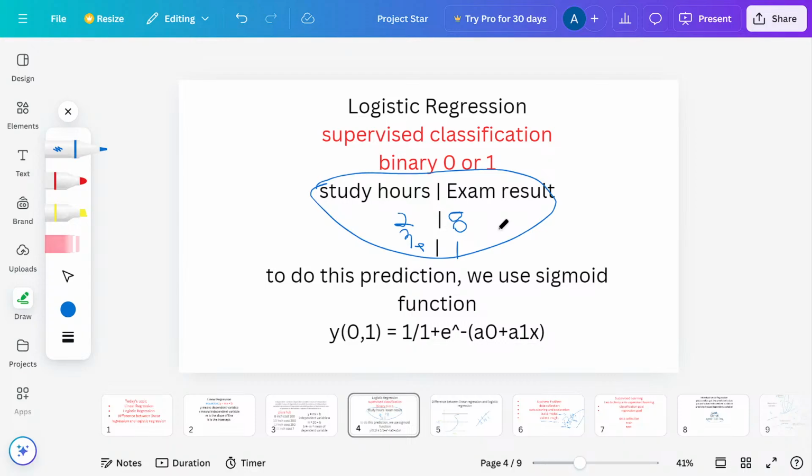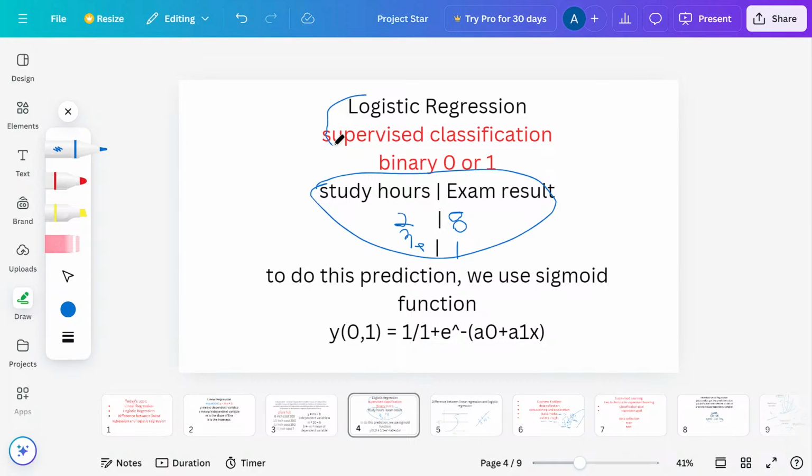So this is an example of logistic regression where we can find whether the student passes or fails. This is just an example, I'm explaining how logistic regression looks like, and how the data of logistic regression actually looks like.